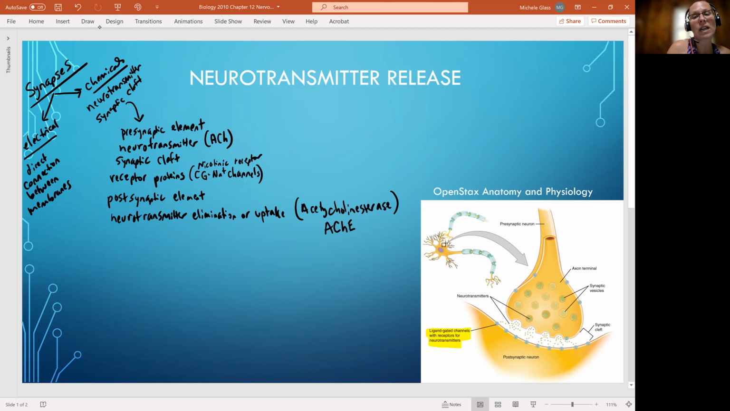So when we actually look at the neurotransmitter release, we're seeing the picture again from our OpenStax anatomy and physiology textbook. So take a look at that diagram. We're looking at a presynaptic neuron synapsing onto dendrites of a postsynaptic neuron. The presynaptic neuron has that synaptic knob. It's got those vesicles of acetylcholine. We can see the synaptic cleft where the acetylcholine will be released.